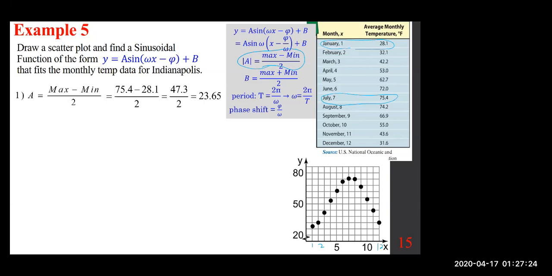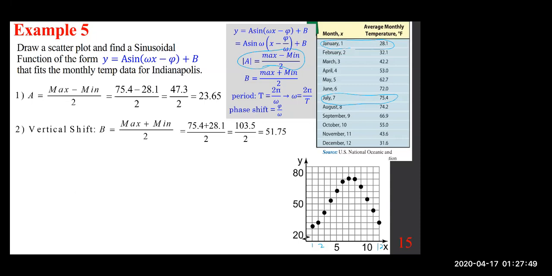Now, number 2 is just as easy. The same thing, put a plus sign in between, right? Max plus min divided by 2. We already have the numbers. This time we add them up and divide by 2. That is the vertical shift.